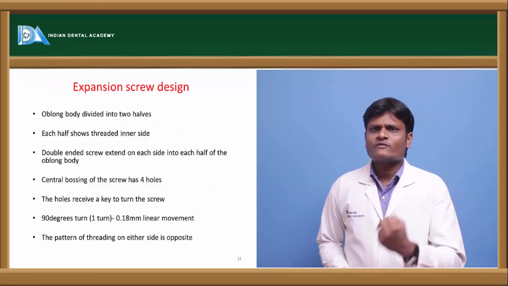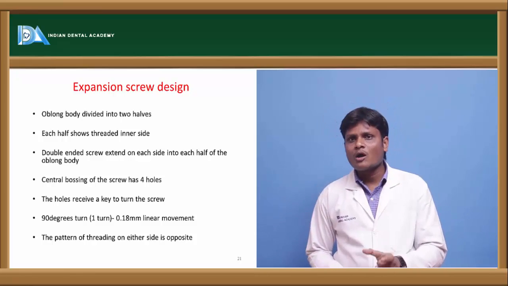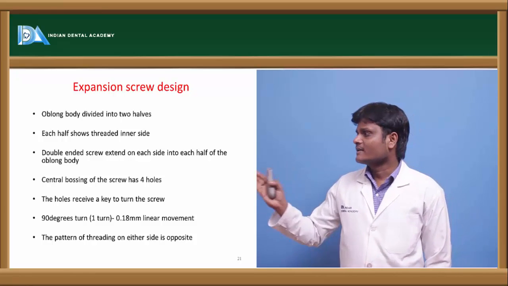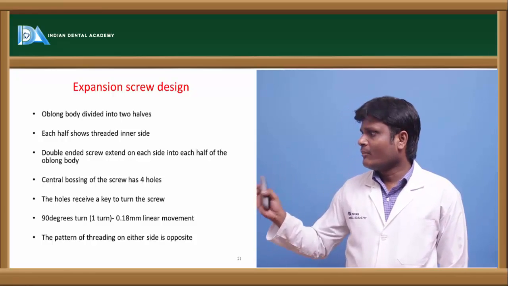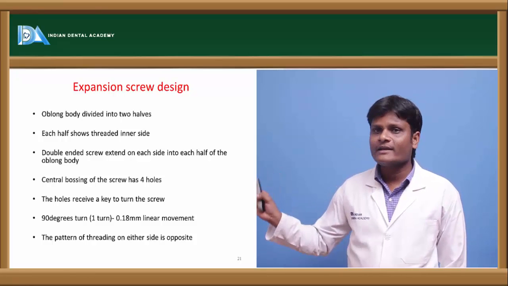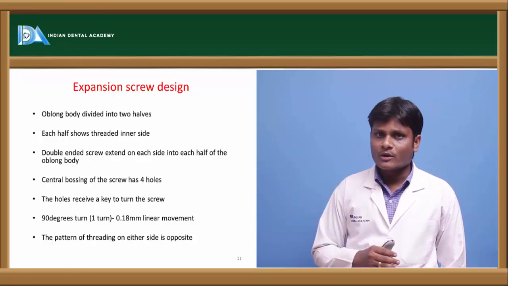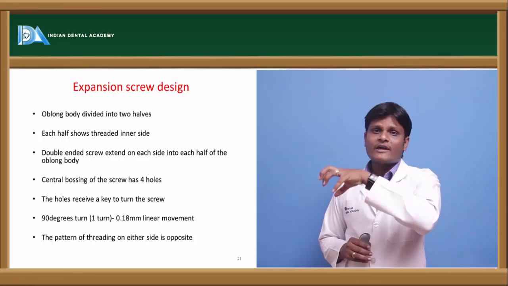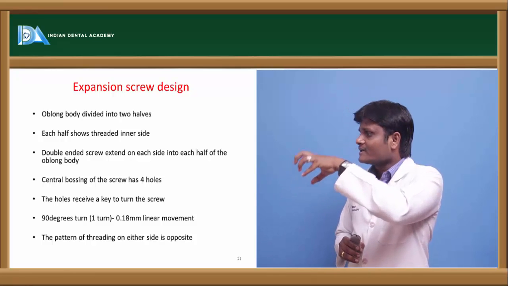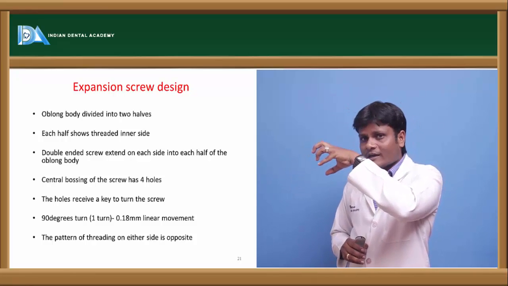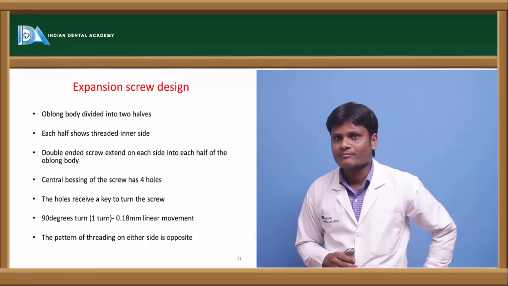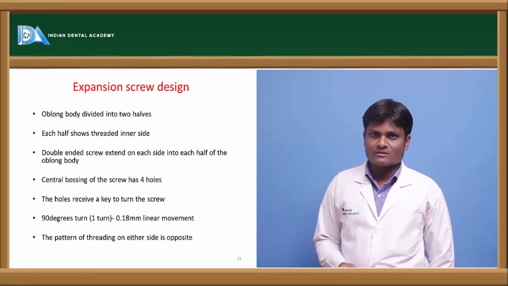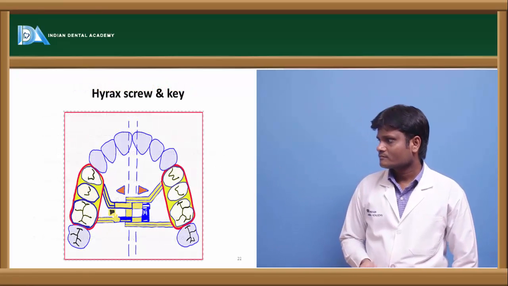Now, what is the design of the expansion screw? An expansion screw has an oblong body divided into 2 halves. Each half shows a threaded inner side, and a double-ended screw extends on each side into each half of the oblong body, and a central bossing with 4 holes. The holes receive a key to turn the screw, and a 90 degree turn gives an expansion of 0.18 mm. And the pattern of threading on each side is opposite to each other. So this is the design of the expansion screw.